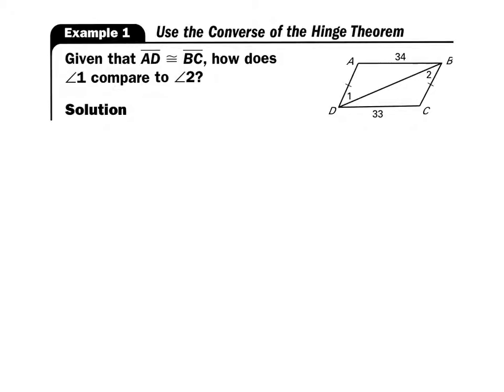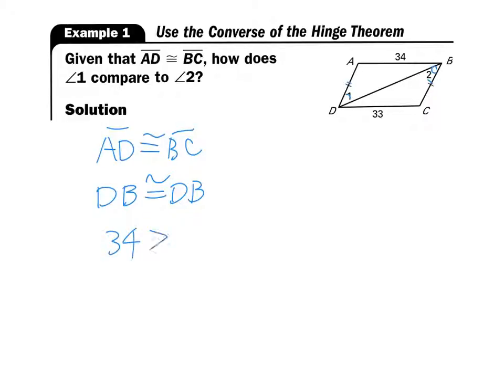Given that AD and BC are congruent, and that's marked by these two markers here, how does angle 1 compare to angle 2? Angle 2 is right here. Okay? So we know that it's given that AD and BC are congruent. It's also true that DB is congruent to itself, reflexive property, right? And now we've got two sides congruent, but we know the third side, 34, is greater than 33. So AB is greater than DC.